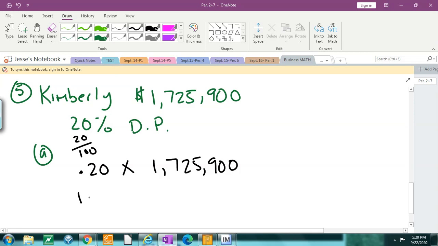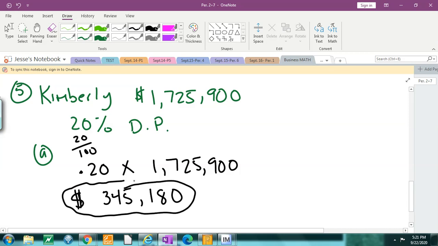Hold on, hold on. I think I did it wrong. Yeah, there we go. All right, so now this is 345,180. Okay, that's going to be your what? Down payment. Dude, that's a lot of money. Down payment. So write down payment.